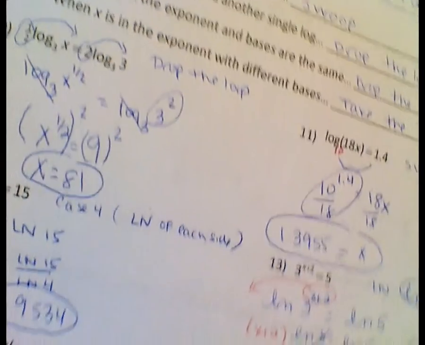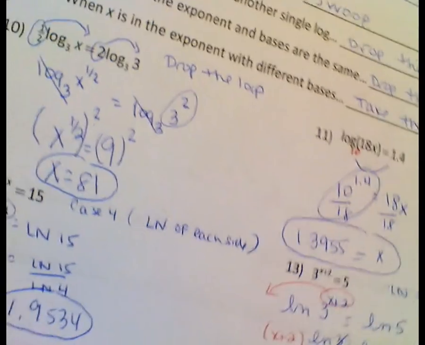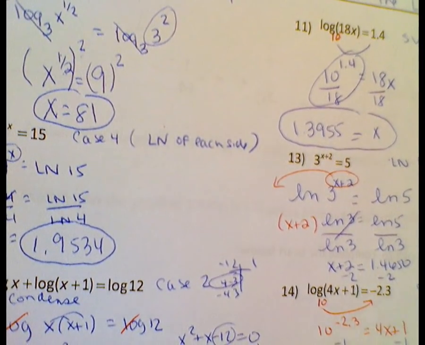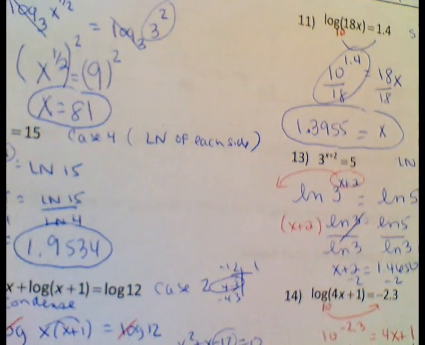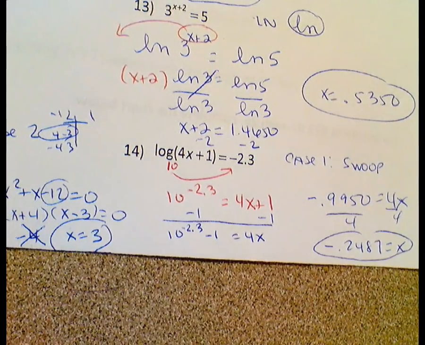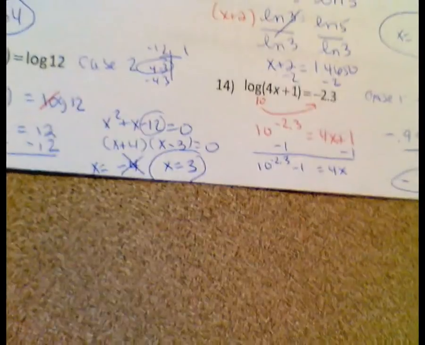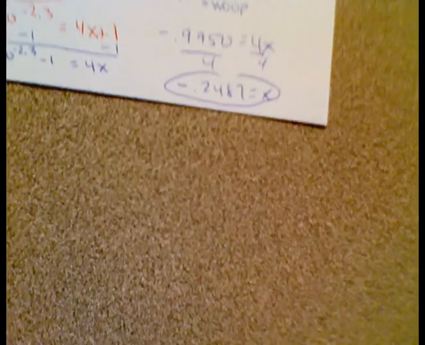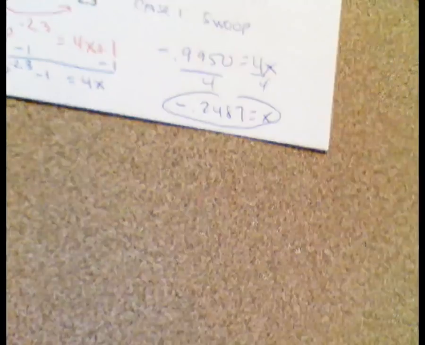If you guys aren't listening to me yet, but you just want the answers, here's the answers to the bottom half. 10 is 81. 11 is 1.3955. 12 is 1.9534. 13 is 0.5350. Wait, was 14 negative 2.4875? 14 was negative 2.487.